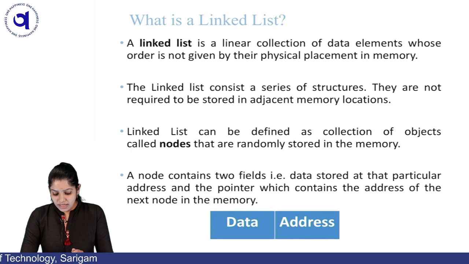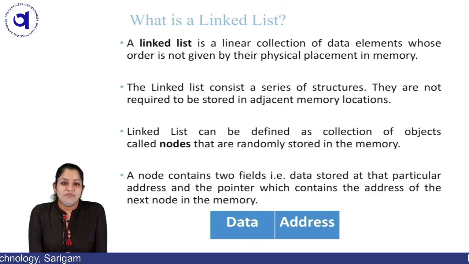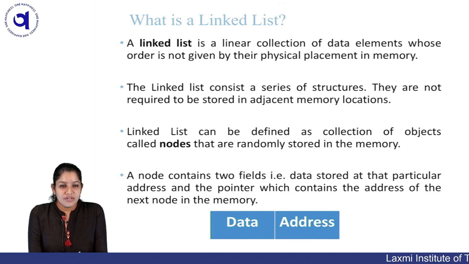So first of all, what is linked list? Till now, whatever linear data structures we have studied, stack, queue, all those, the one thing common is that we use contiguous memory locations, right? Now here, a linked list is a linear collection of data elements whose order is not given by their physical placement in memory. That means it can be scattered anywhere, right? It's not compulsory to have contiguous memory locations.